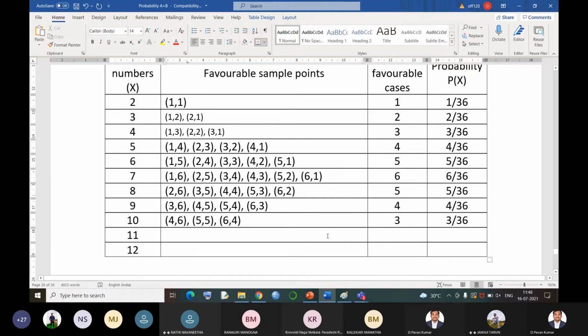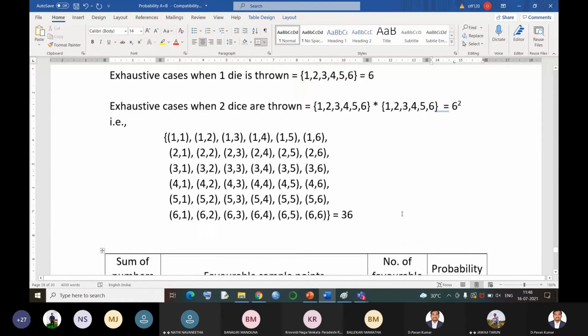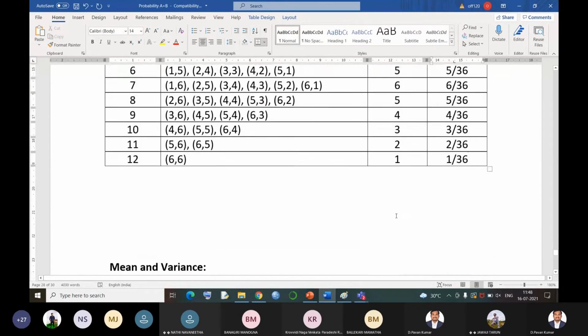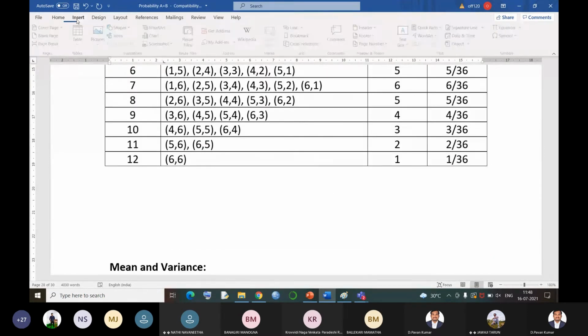Next, the sum is 11. How many such combinations do we have? We have only 2 combinations to go, that is 5 comma 6 and 6 comma 5. So it is 2 divided by 36. Now the last one: how many such combinations are there to get sum 12? We have the highest combination, and that is also only one. So it is 1 by 36. Okay, this is how we have to develop the problem from the given statement. After finding this, we can find out whether this is a probability function or not.